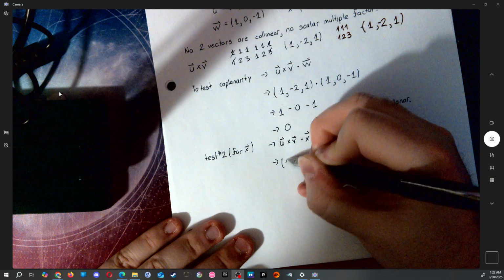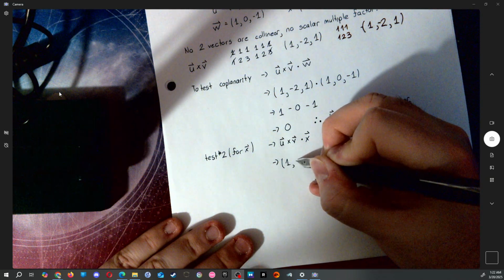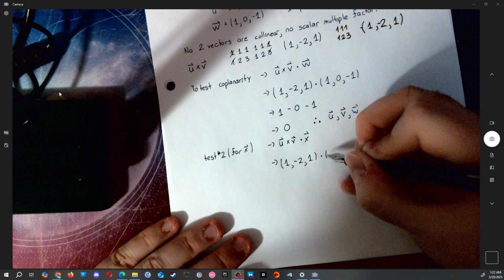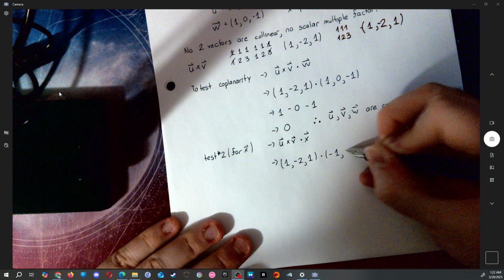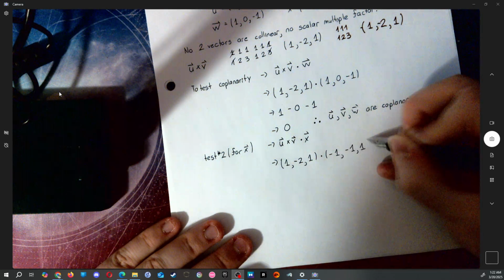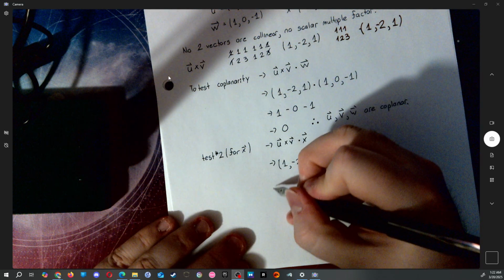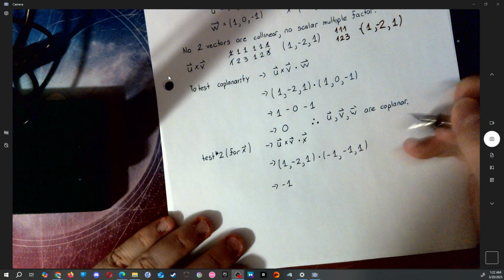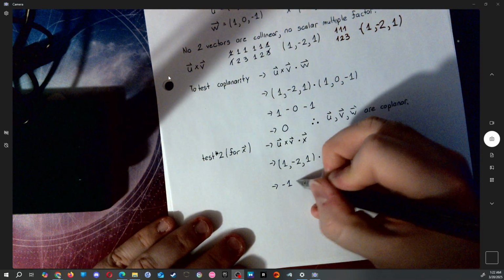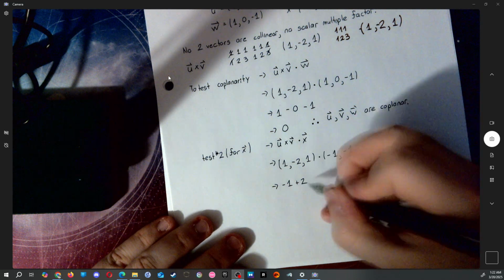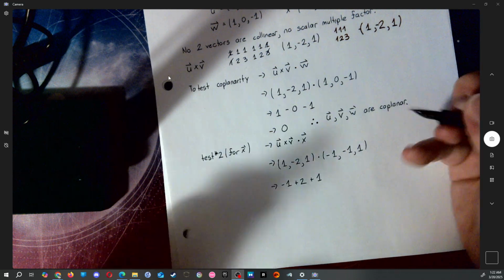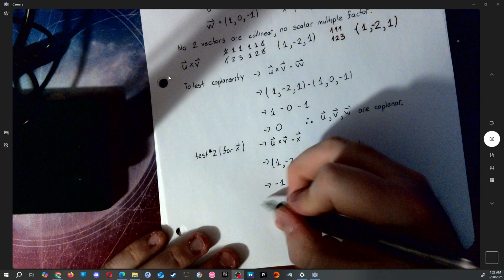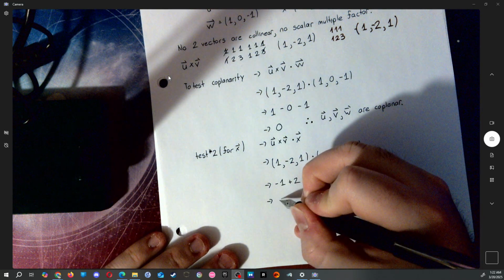So 1, -2, and 1 dot -1, -1, and 1. Okay. And now when I do the dot product here, 1 times -1 will give me -1. -2 times -1 will give me +2. And +1 times +1 will give me +1. And kind of similar to what we had last time, the 1's cancel out, but now my middle term is no longer a 0. It's equal to 2.